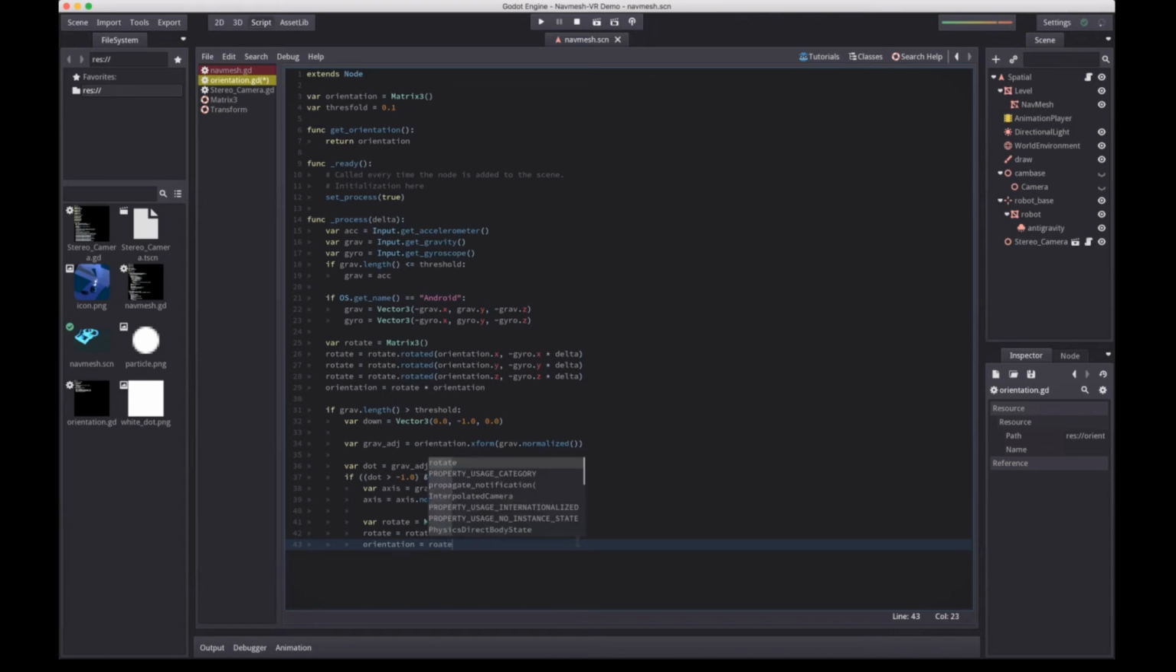Finally, I obviously need to apply that rotation to our orientation matrix. And now when I hold my phone upright, down is down. So I should be looking straight ahead when my phone is held upright. So let's have a look if that actually works.